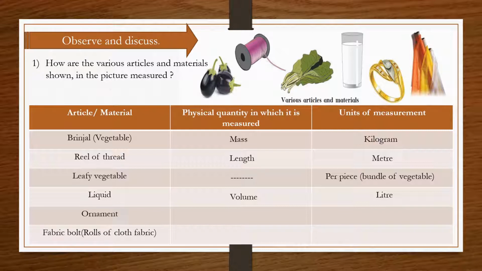Then the fifth article is ornament. The physical quantity in which ornament is measured is purity or mass, and the unit of measurement for purity is carat and for mass is gram. Then the last article, the sixth article, is fabric bolt, which is also called rolls of cloth fabric. The physical quantity in which rolls of cloth fabric is measured is length and the unit of measurement is meter.